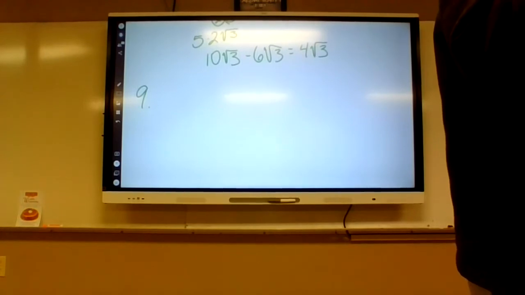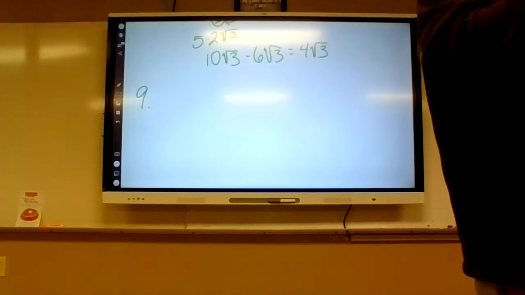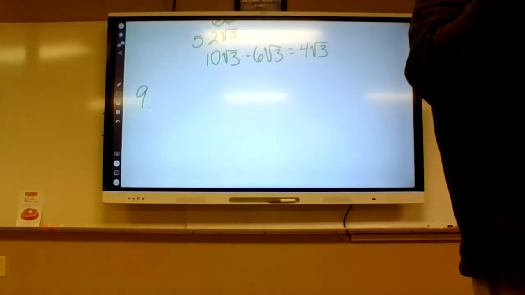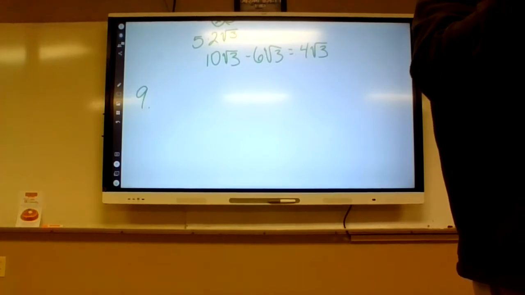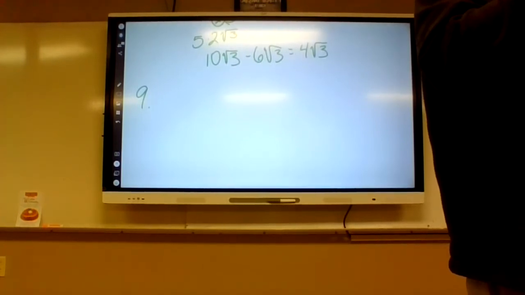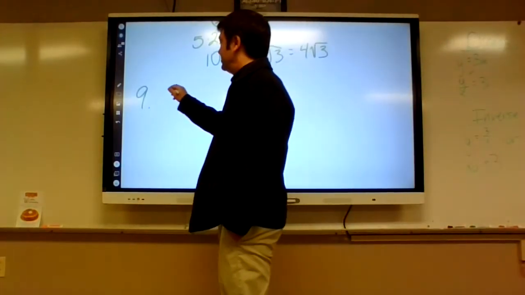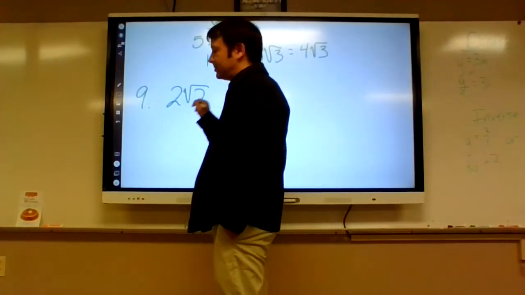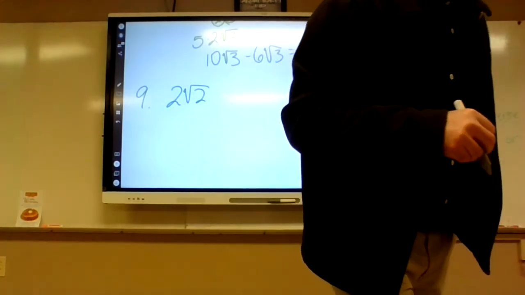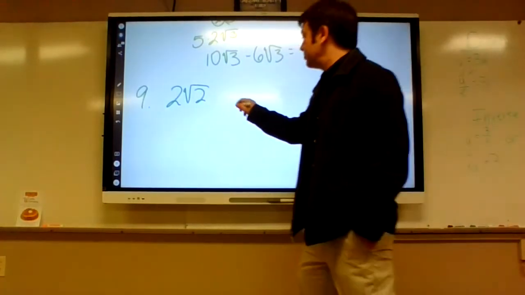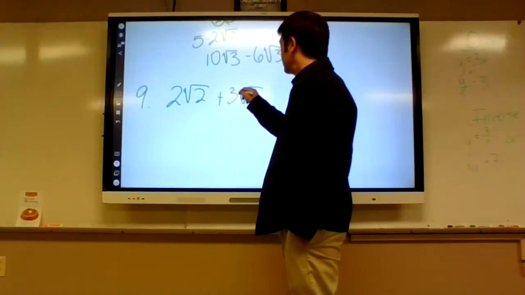Square root of 8. We simplified square root of 8 on number 5, so we can kind of cheat and steal that answer. You guys remember what square root of 8 changed into? 2 square root of 2. So I don't really need to redo it. I can just write 2 square root of 2 right there. 2 square root of 2 plus 3 square root of 2 minus 4 square root of 2.